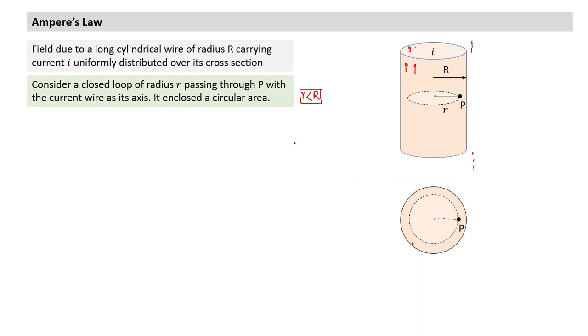Gayatri, can you find the field at point P? How would you go about finding it? How would you start? What should be step 1 to find the field at point P? Gayatri, any clue?